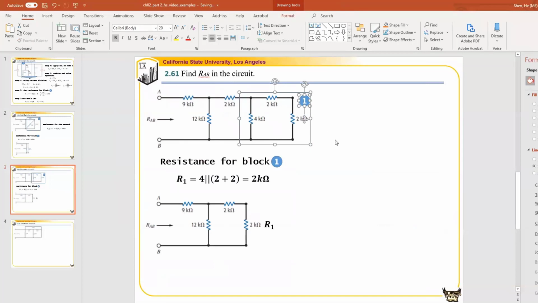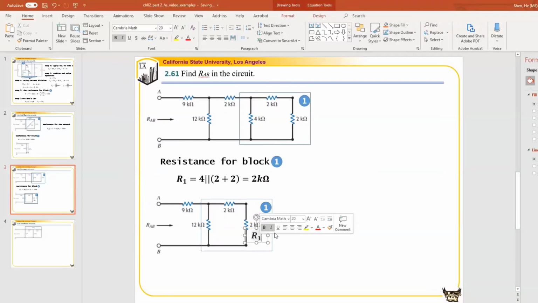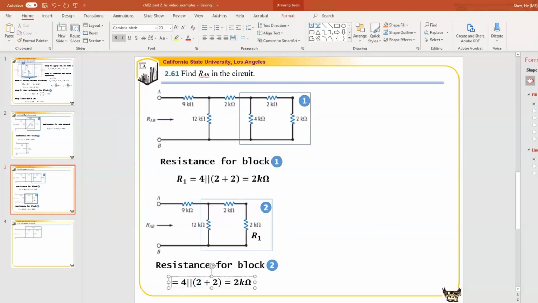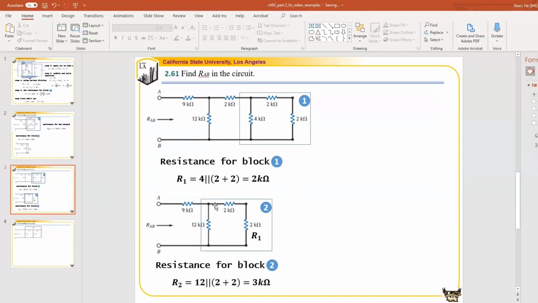We can do something similar to what we did before. Let's simplify this network and call it block R2. We're going to find the resistance for block R2. It has one branch, 12, in parallel with the rest, which is the other two in series. That is 2 plus R1. R1 is also equal to 2, so that is 12 in parallel with 4. That is 3 kilo ohm. That is how we find the resistance for this block.